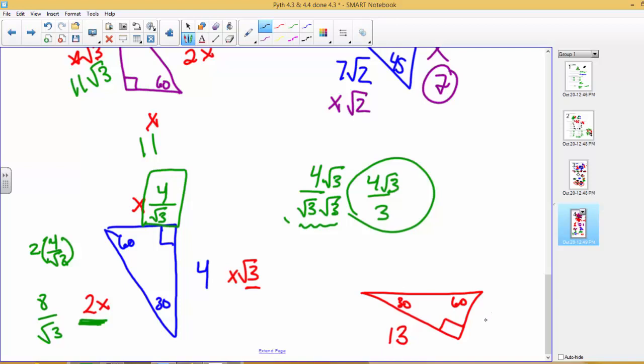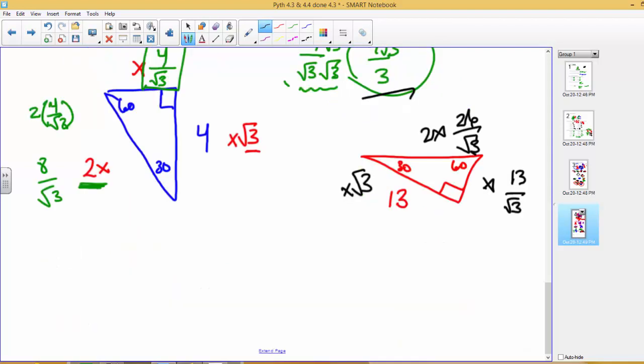Let me write the rules out. The side across from the 30 is x, the side across from the 90 is twice x, and the side across from the 60 is x times the square root of 3. So if we know that the side across from the 60 is 13, we have to get rid of that square root of 3. So across from the 30 we will divide. So this is really 13 divided by root 3. If you want, you can simplify. And then the side across from the 90 is twice that. So that is 26 divided by the square root of 3. Twice 13. If you multiply the top by 2, the whole thing is doubled.